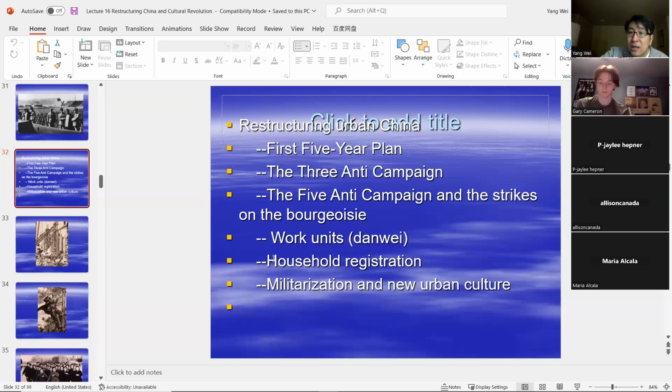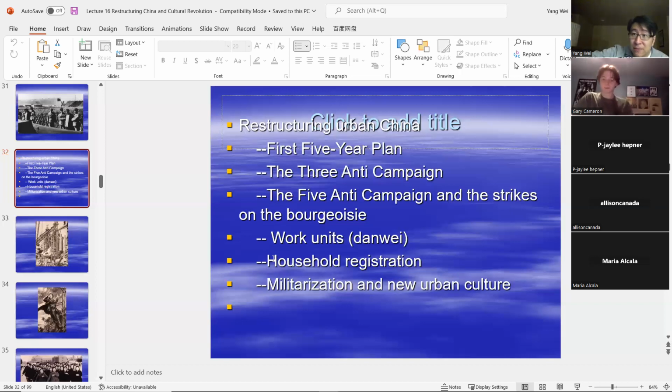registered in the city. This is directly linked with the ration you will receive. Everyone receives a ration, okay? For example, depending on your class background, you may be supplied with 32 kilograms of rice every month, as a worker in the work units. If you move to another city, then you lose your household registration. You lose your hukou. This is called a hukou. And then you will not receive that ration. You will starve to death.